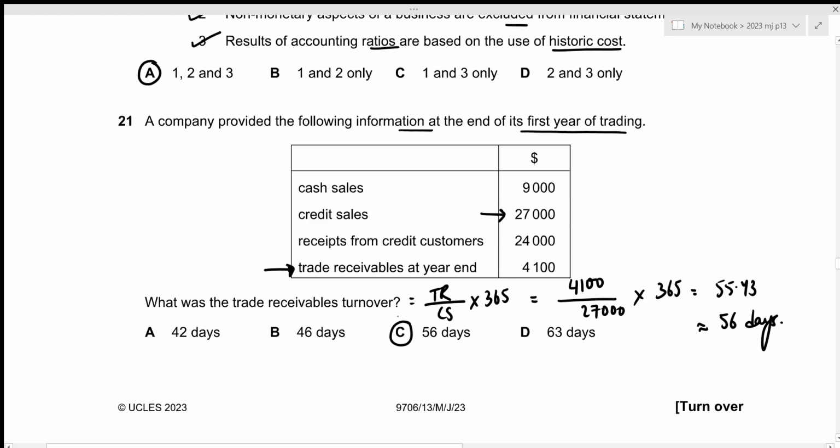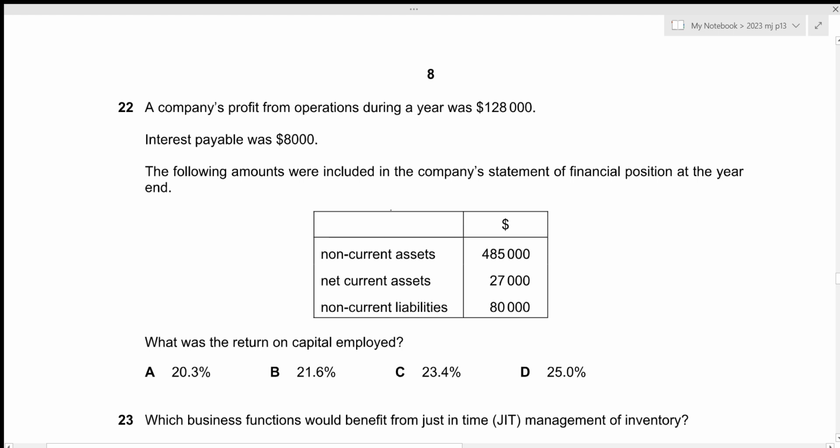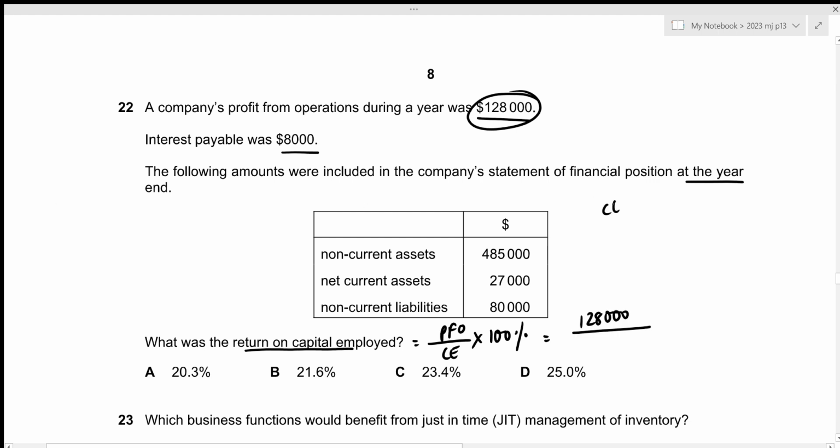Let's move towards the 22nd question. A company's profit from operations during a year was 128,000. Interest payable was 8,000. The following amounts were included in the company's statement of financial position at the year end. We need to figure out the return on capital employed. The formula is profit from operations divided by capital employed multiplied by 100%. We are given profit from operations to be 128,000. We need to figure out our capital employed, and remember that the capital employed is just the sum of our equity and non-current liabilities. So we're looking for this value.